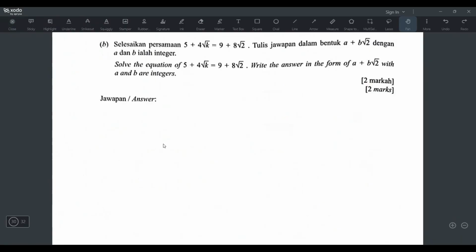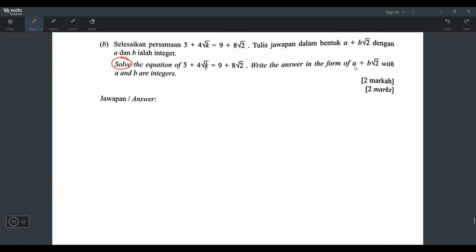Okay, let's do B. Solve the equation of 5 plus 4 square root k equals 9 plus 8 square root 2. This is the third question, also from chapter 4. They say solve, so I'm assuming find the unknown. There's only one unknown here, so find k.